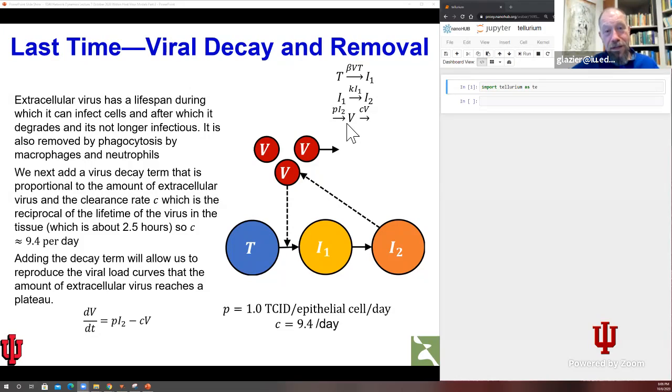Here, we have to deal with the fact that some things tend to be measured in hours, minutes, and we're measuring everything in days. And so we have 24s and 60s floating around, which is why it's 9.4 instead of 10.